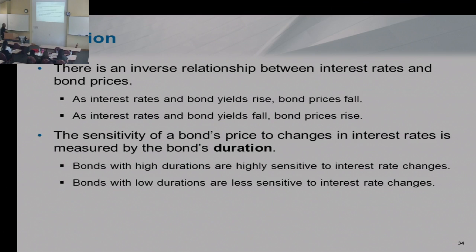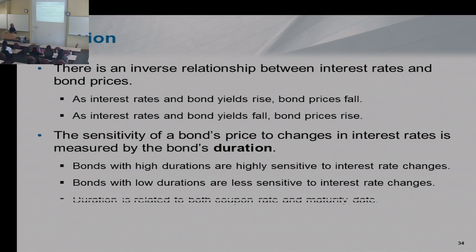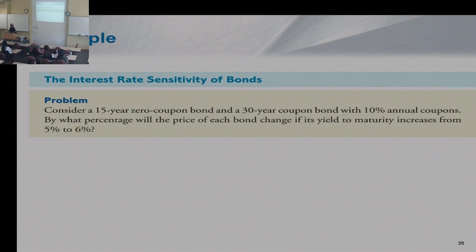The sensitivity of a bond's price to changes in interest rates is called duration. I'll come back to this point in a moment. Look at this example. We have a 15-year zero coupon bond and a 30-year bond with a 10% annual coupon. Now, if interest rates change, which of those do you think is going to have the biggest change in price?